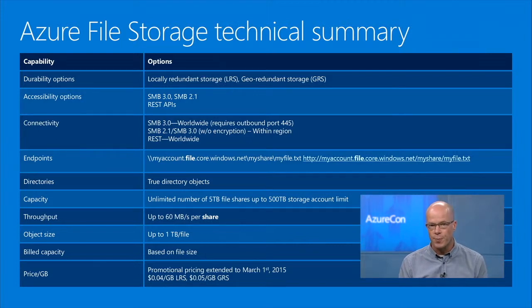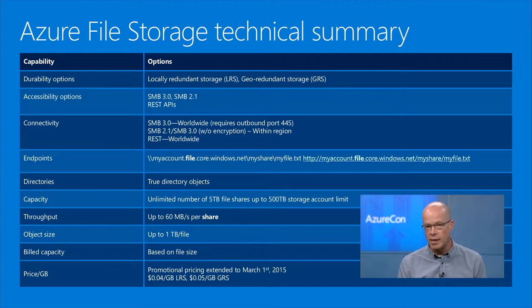From a protocol support, we support both SMB 2.1 and 3.0. With 3.0, you get encrypted transport connectivity from on-premises. You do need to open port 445 outbound. We also have REST API support. In terms of storage, you can store up to 500 terabytes of data with up to 5 terabytes of data in each share, but you can have as many shares as you want.